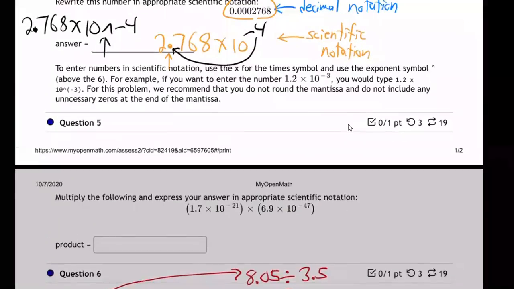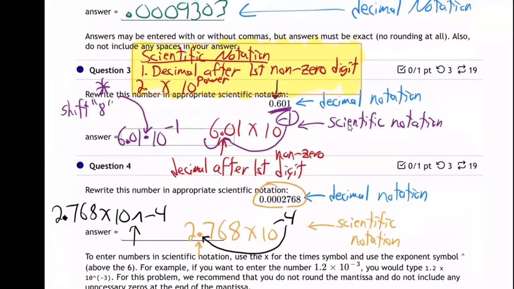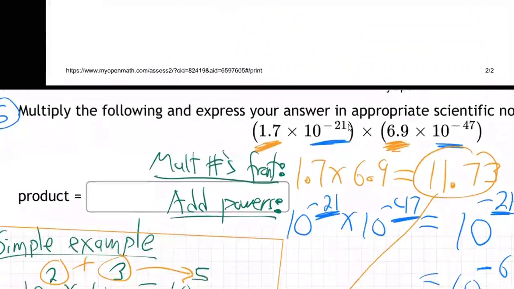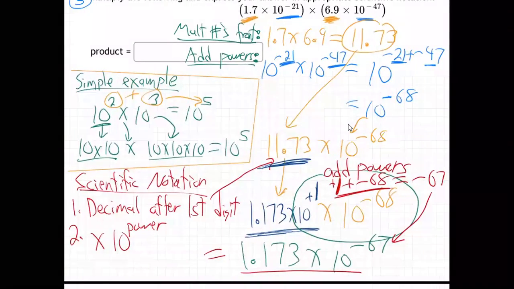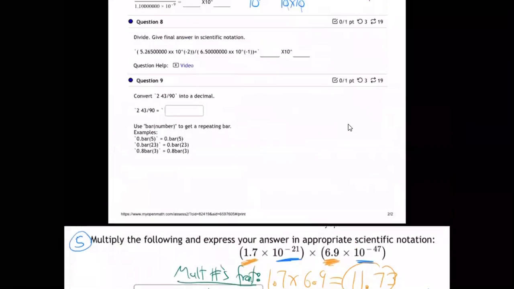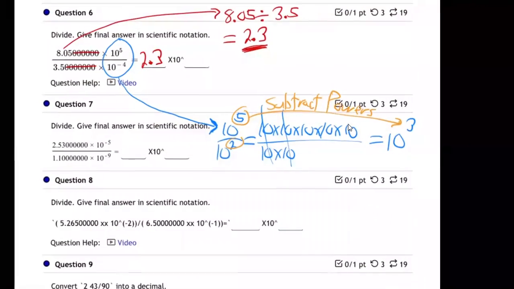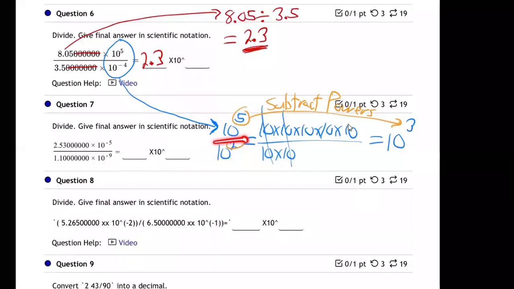Is that good? Whereas down here on this last one, we were multiplying. So when you multiply tens with powers, you add the powers, right? So when you multiply tens with powers, you add the powers. But when you divide tens with powers, we're dividing here, you subtract the powers. Exactly.